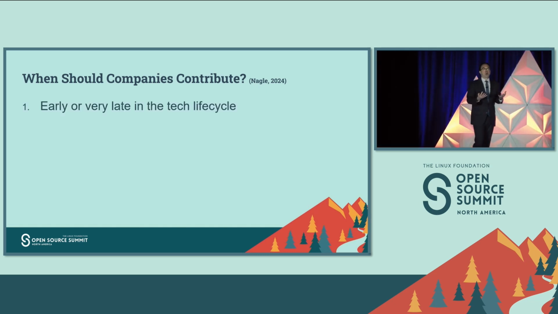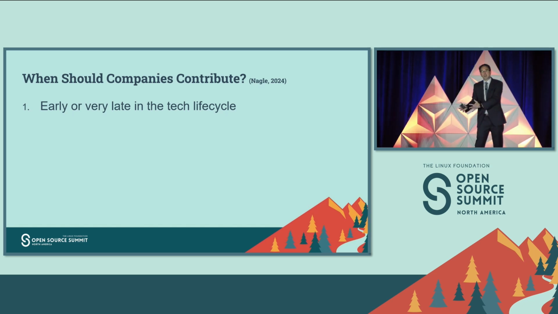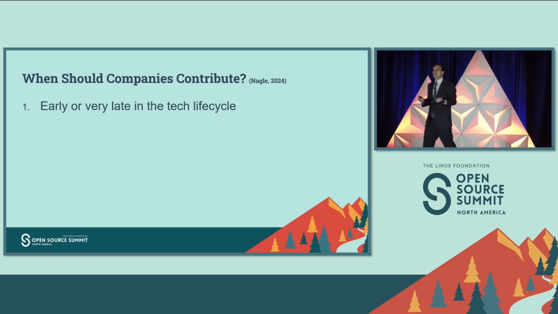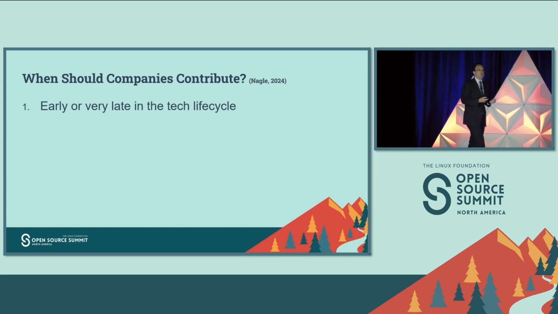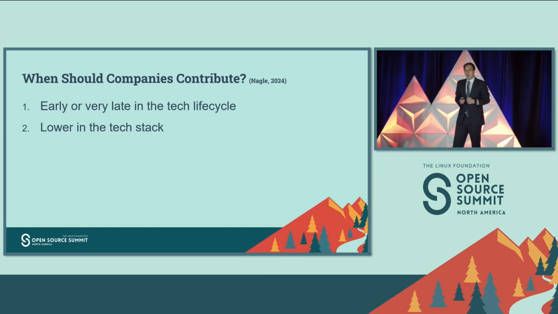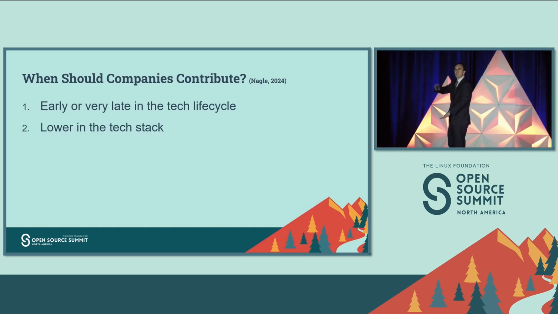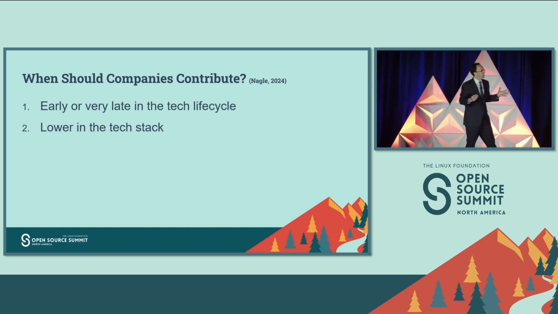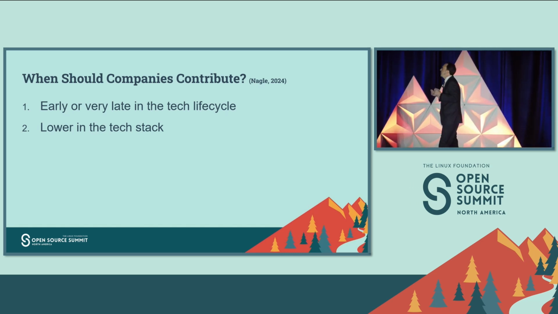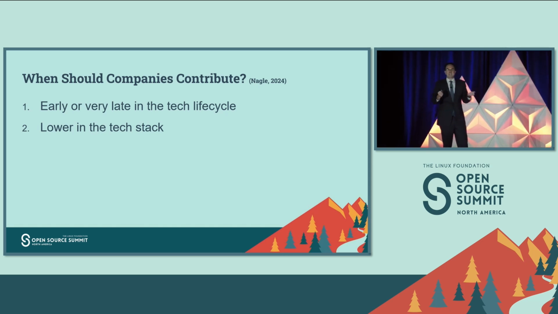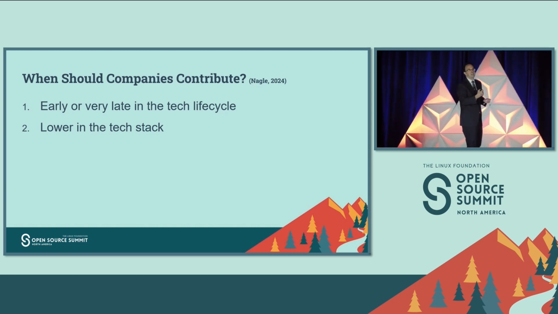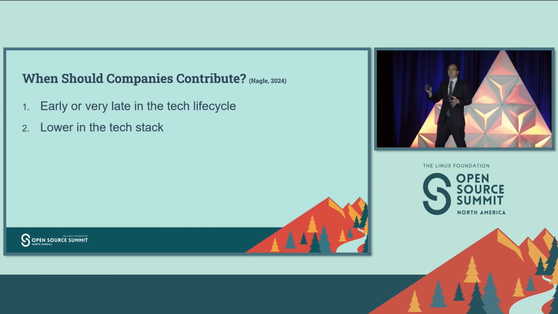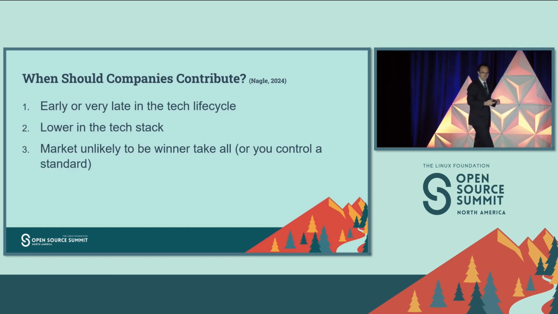When we think about the technology that you're creating, if you're very early or very late in the tech life cycle, then it's a good idea to be more engaged and more collaborative with your peers. If it's lower in the tech stack, so further away from userland, which I think this audience is pretty familiar with, this is another place where we see less differentiation for these companies, and so it's better to share the costs and collaborate rather than do everything in a box by ourselves.